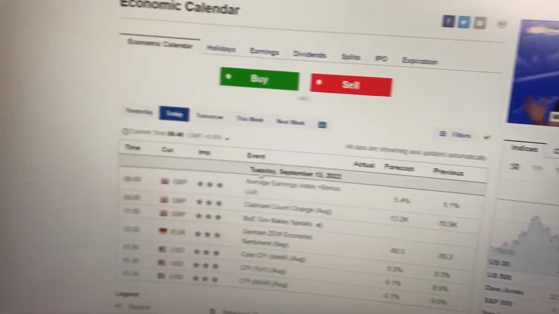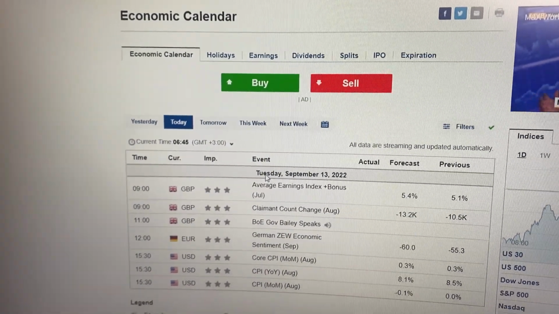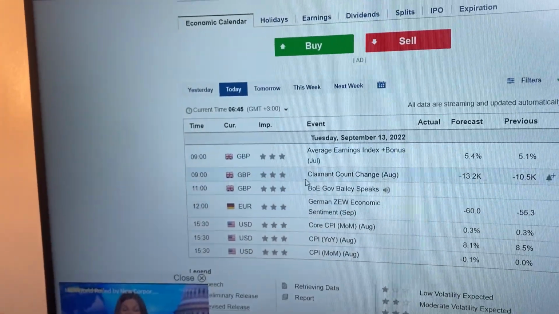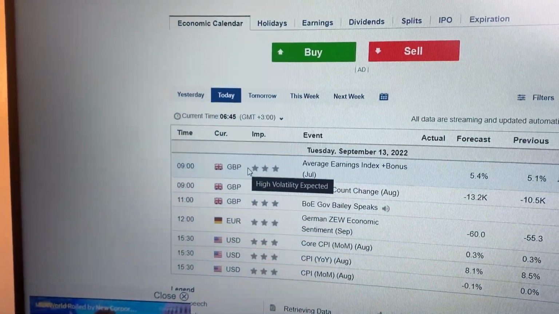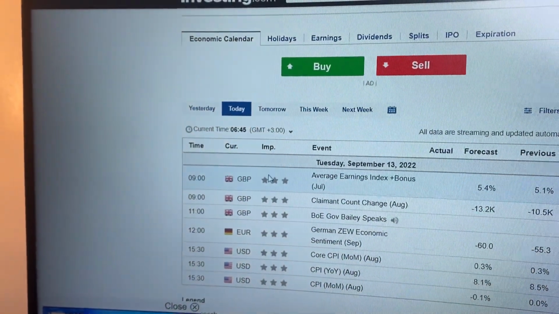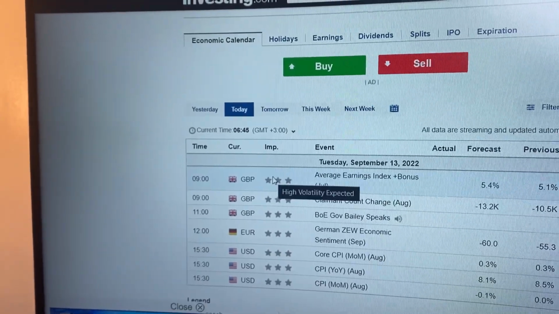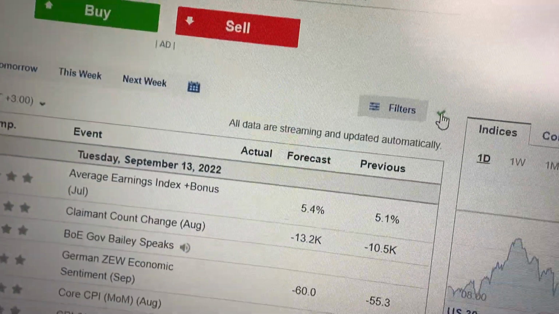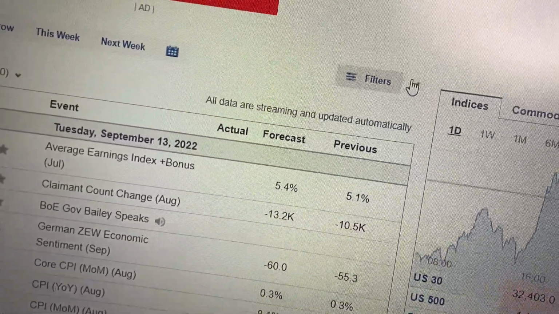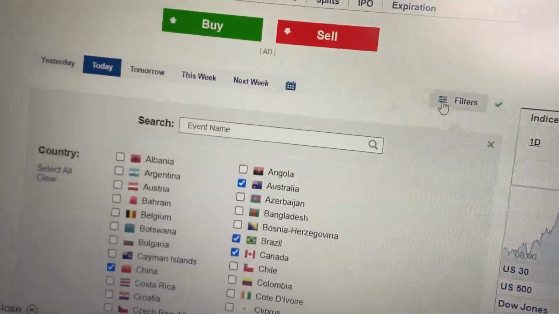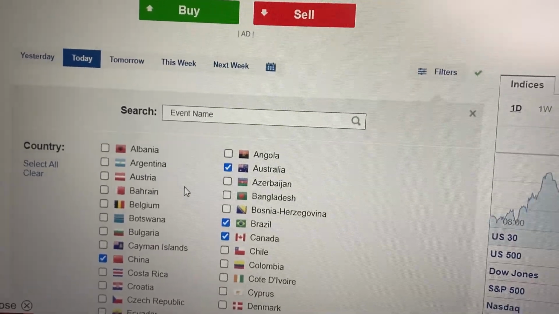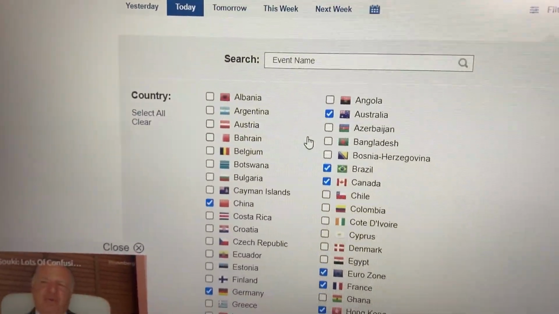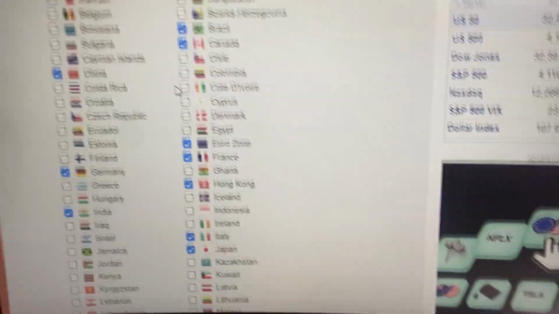It's so important to consider the news events before you tackle your trading day. So you can always consider the most important news events. These are the high impact news. To select that, you can come to filters, and then you can change any country maybe that you want to look at. So it all depends on you.